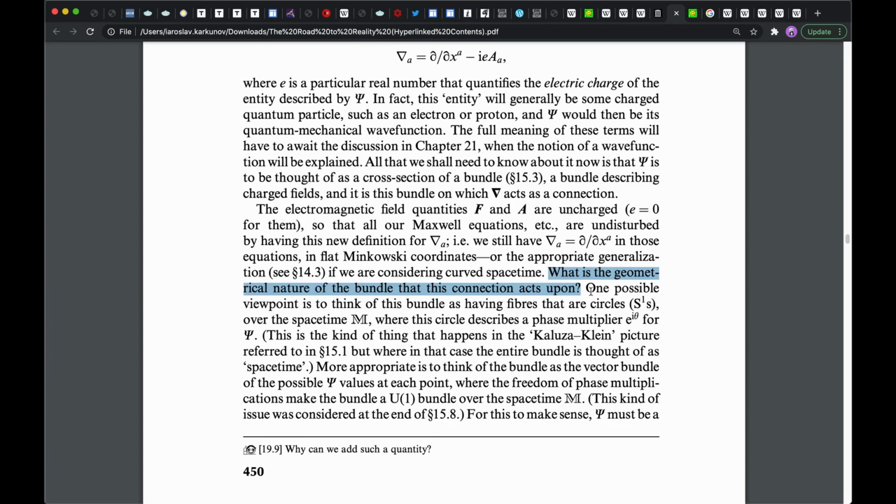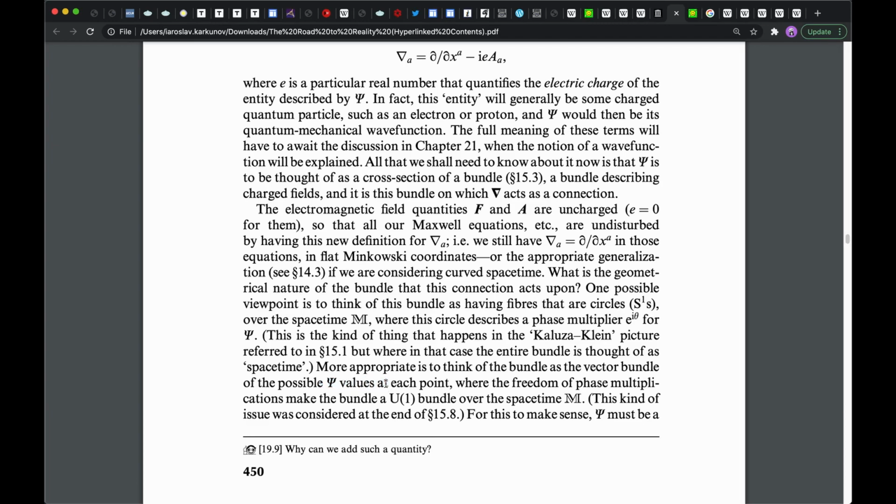And he says that one possible viewpoint is to think of this bundle as having fibers that are circles over the space-time, where this circle describes a phase multiplier for the wave function. And afterwards he also adds that it's more appropriate to think about that bundle as a vector bundle of the possible values for our wave function at each point.